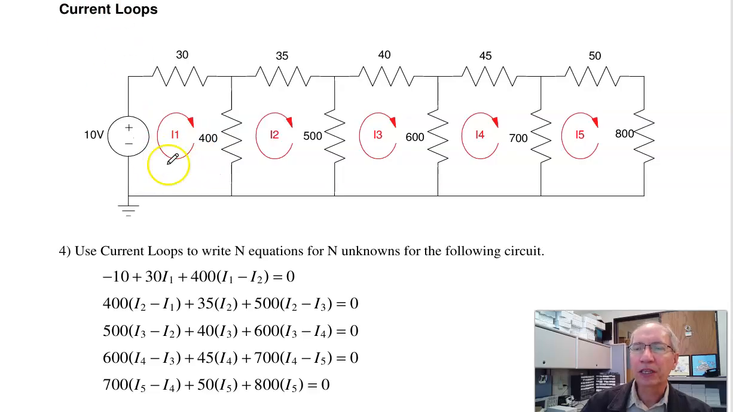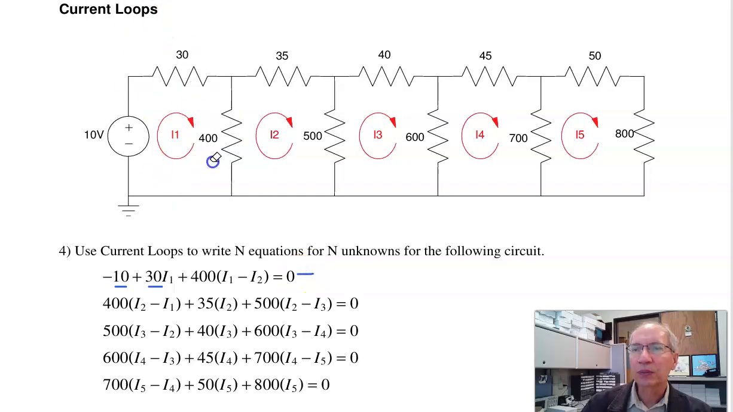I'll first start right here. I first encounter the 10 volt source. I hit the minus sign first, so there's minus 10. I then add this voltage. That's I times R, 30 ohms times the current going right. Current going right is I1. Plus 400 ohms times the current going down. Current down is I1 minus I2. So this voltage is 400 times (I1 minus I2). I'm back where I started. That's got to equal 0.